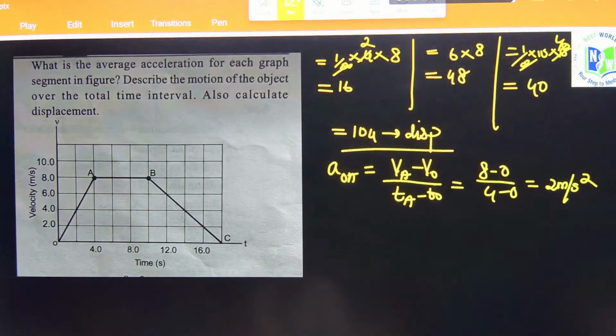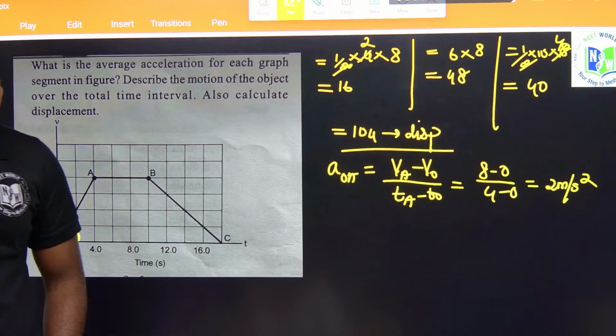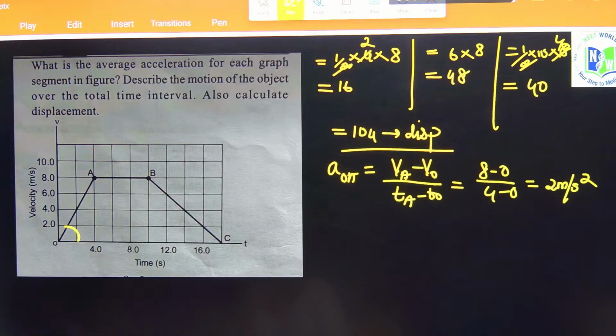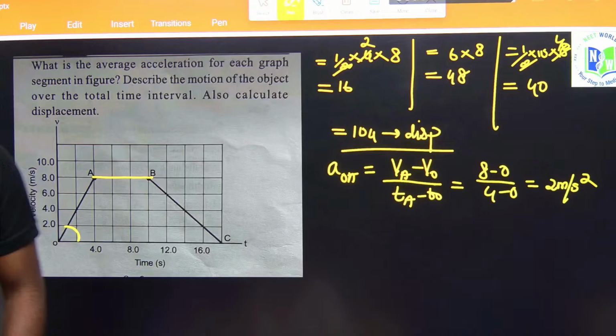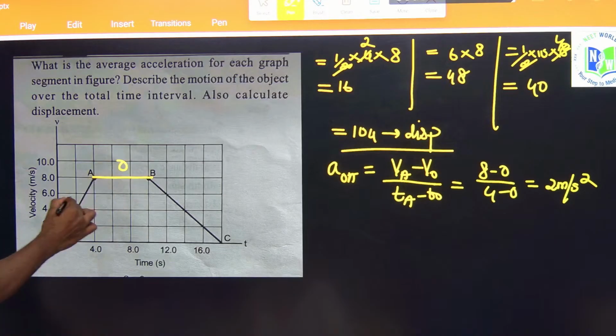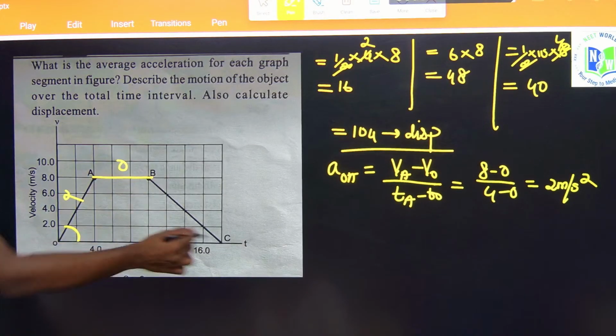And if you see here, if I take the angle, it is less than 90, no? It is positive acceleration, right? Yes or no? And in this case, it's a constant velocity, so VB minus VA is the same, so acceleration will be 0. So in this case it is 0, it is 2, and in the next case what will be the acceleration?